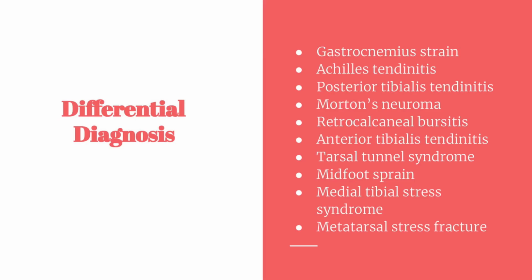So some differential diagnosis. I'm not going to go into detail on all of these. You can find it on pages 1052 through 1053. But the gastroc strain is a mechanism of injury. It's sudden overload, and symptoms are aggravated by heel raise. Achilles tendonitis: the mechanism of injury is overuse and pain on the posterior ankle.